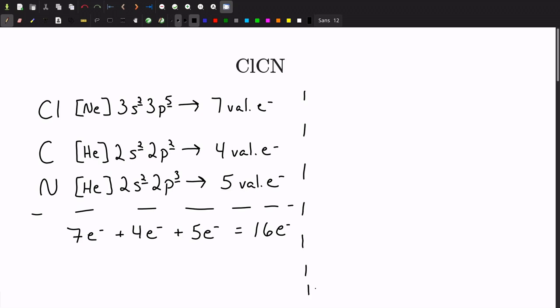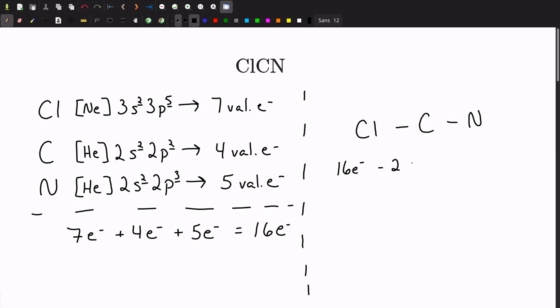Now we need our skeletal structure. We have to decide what our central atom is going to be. We want to pick the least electronegative atom to put in the center. That's going to be carbon. So we'll put carbon in the center. I'm going to draw it bound to nitrogen, and over here I'm going to draw it bound to chlorine.